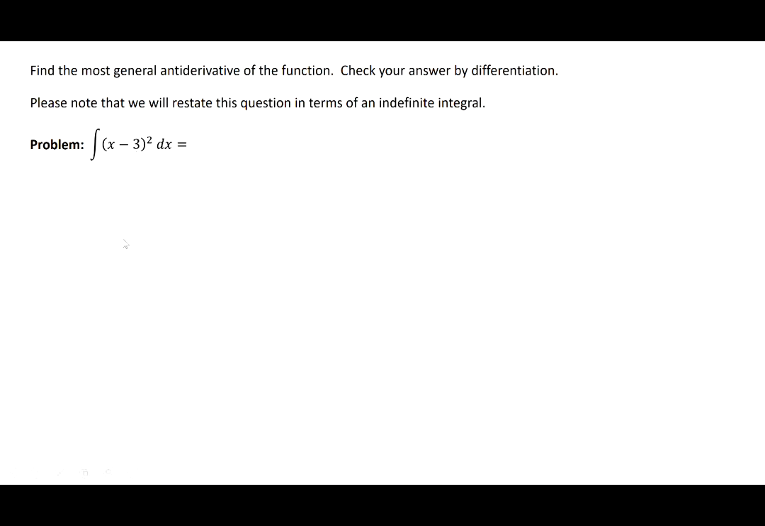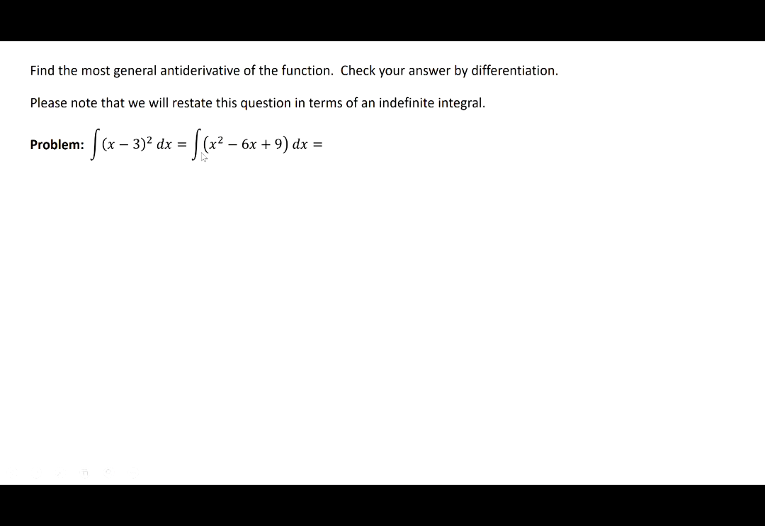Integral of (x minus 3) the quantity squared? Whoa. Did we have any formula for something like this? The truth is no. So how do we do this? Well, let's FOIL this out. Integral of x squared minus 6x plus 9, that's what (x minus 3) squared becomes, right?